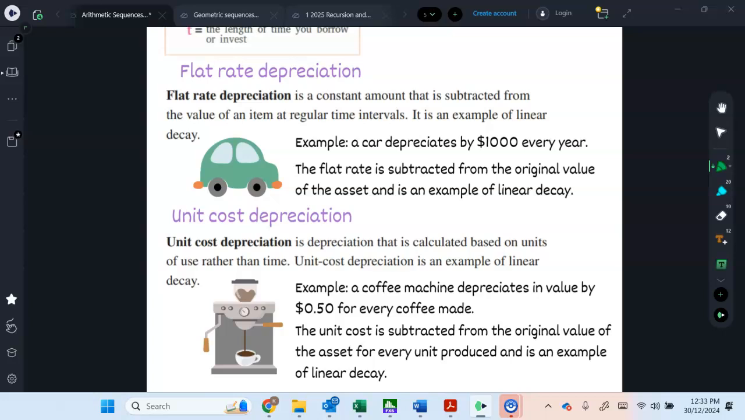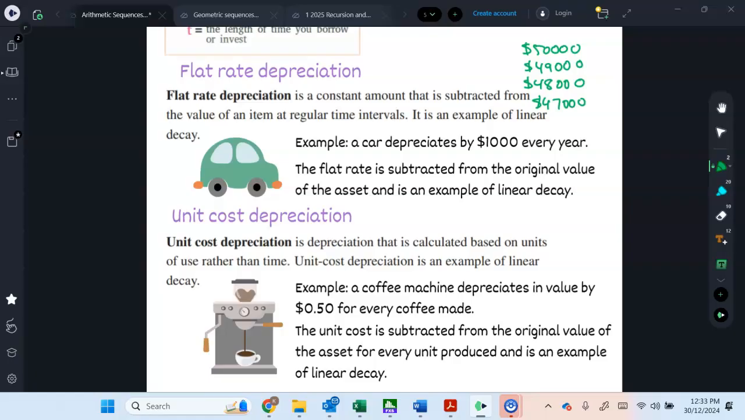So let's say I bought that car for $50,000 and after 1 year it's now $49,000, and then after 2 years it's $48,000, and so on. So it's going down by the same amount each year.